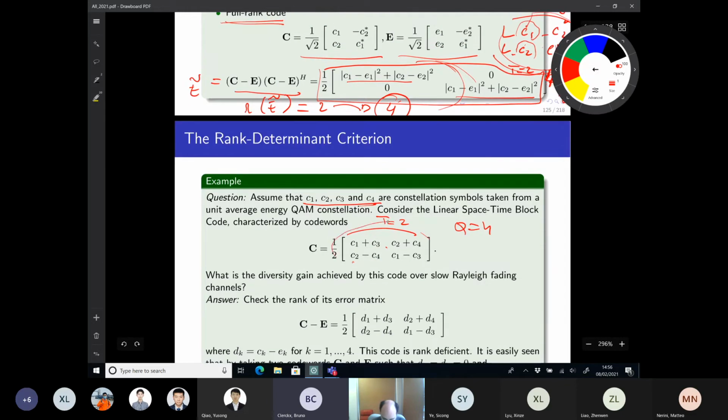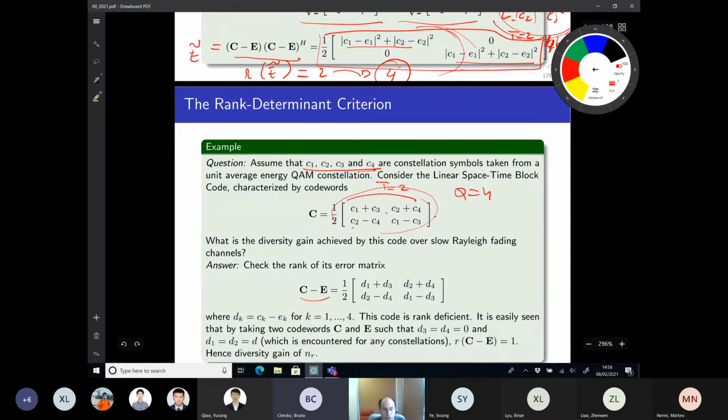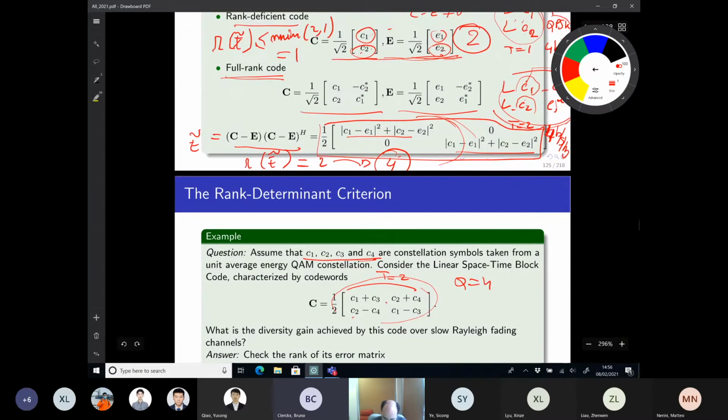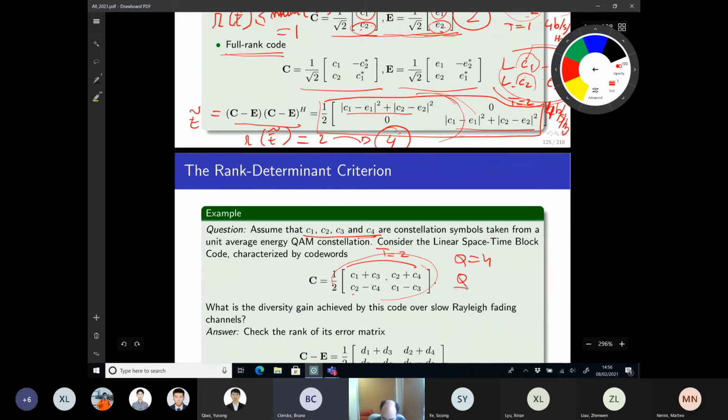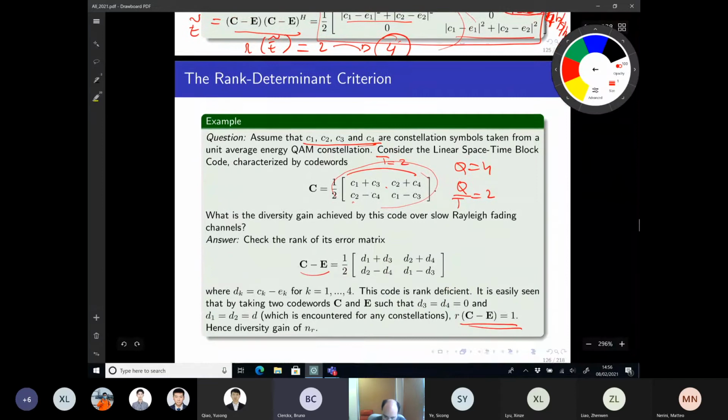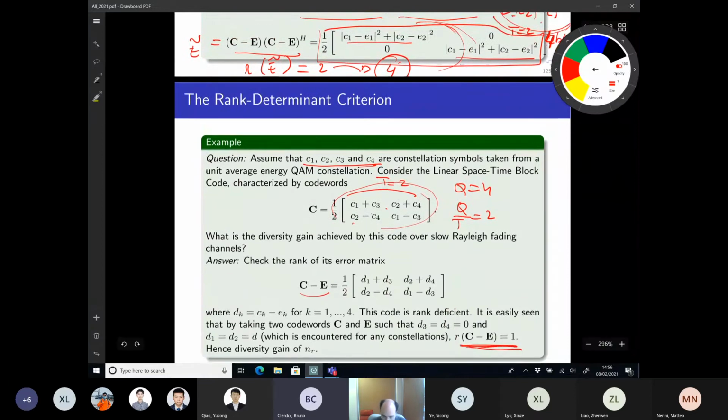Well, you have to look at the rank of this. The rank of this error matrix, you look at C minus E, and then you check for all possible constellation points what actually the rank of this would be equal to 2. And it turns out that for this specific code here, the rank is equal to 1. So in other words, yes, you can pack more symbols, same as what you have in this example here. You pack many symbols, so you have Q over T is equal to 2, which is twice as large as what you had here. But you still have a rank that is equal to 1 only, instead of being equal to 2.